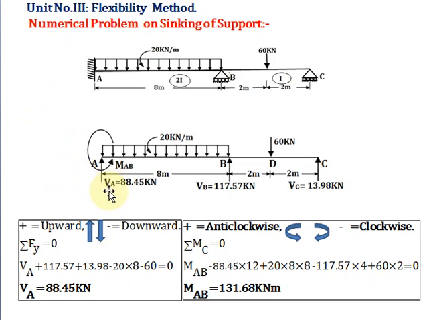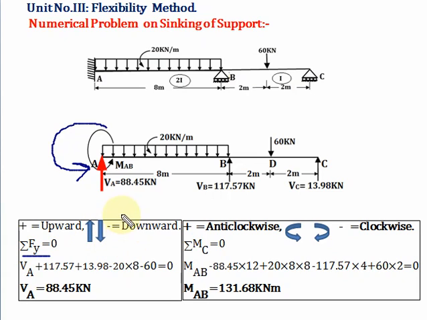The other unknowns are the vertical reaction at A, and the moment in member AB, that we have to find out. Also, you have to find the moment in members BA and BC. Now to find the vertical reaction at A, we'll apply the first equilibrium equation, that is summation Fy equal to 0, considering upward force positive and downward force negative.